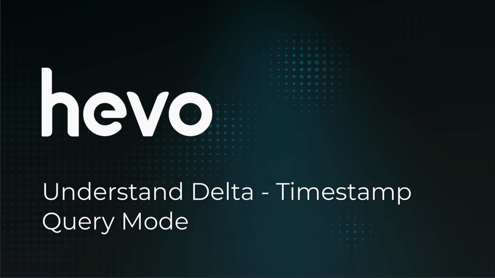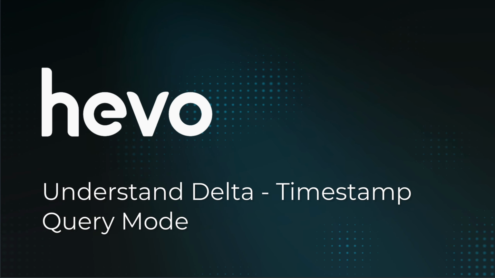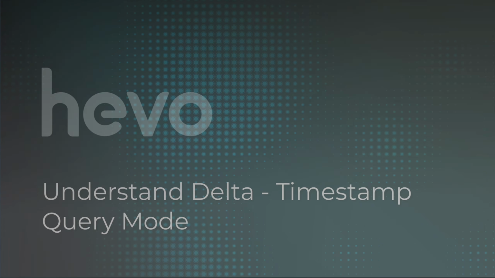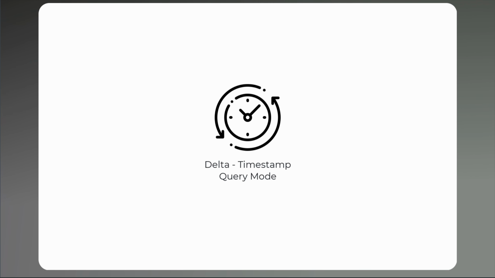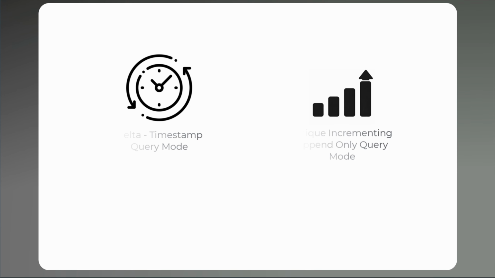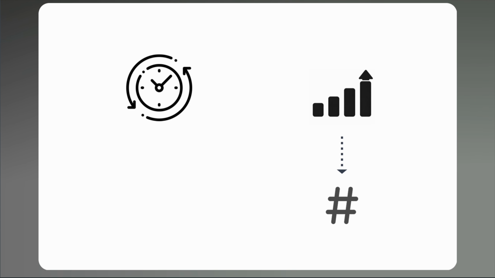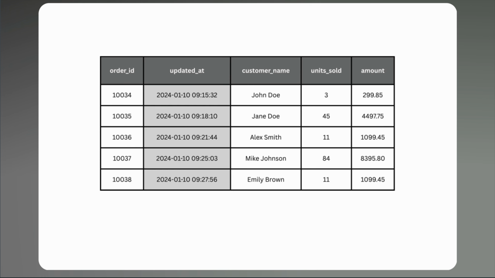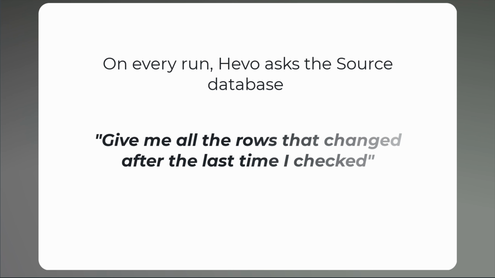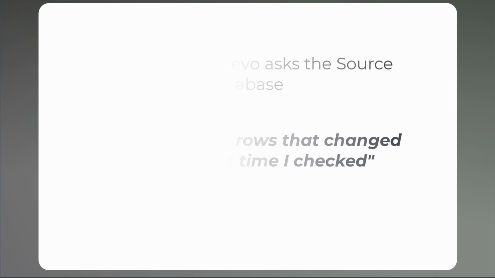In this video, we'll look at Delta Timestamp Query Mode, what it is, when it works well, and when you should avoid using it. Let's start with what Delta Timestamp actually means. Delta Timestamp works similarly to unique incrementing append only, but instead of an increasing ID, Hevo tracks time. You specify a timestamp column that reflects when a row is created or updated. On every run, Hevo asks the source database, "Give me all rows that changed after the last time I checked."